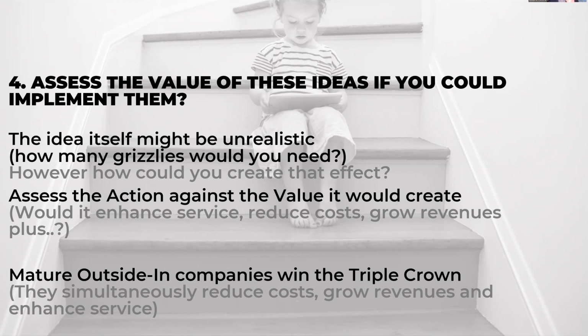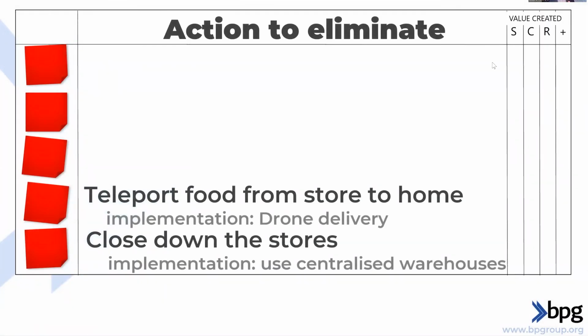And now what we want to do is assess the value created against doing that. And mature outside-in companies win the Triple Crown. You can see the articulation of that over on the right-hand side there, where we've got a value created column, and it's got S for service, C for cost, R for revenue, plus. So the really outside-in companies, the really successful ones, the ones that we talk about in the book Dare, which came out in 2020 and became an Amazon bestseller, those organizations will say that the measure of success of going outside in is that every change will win the Triple Crown. We will simultaneously improve service, reduce cost, and grow revenue.